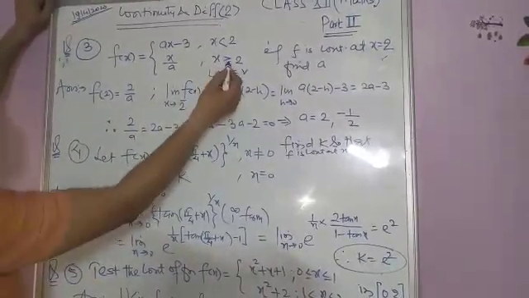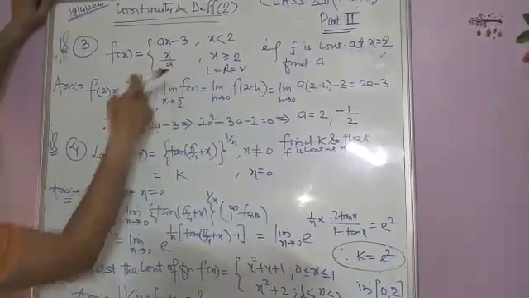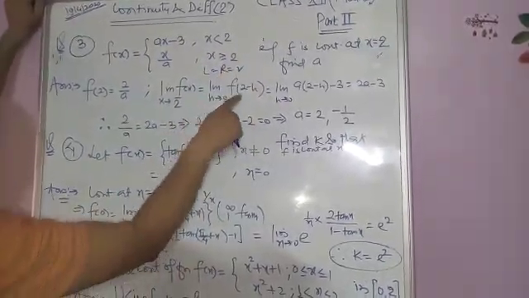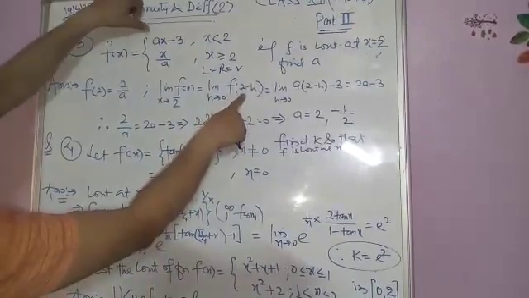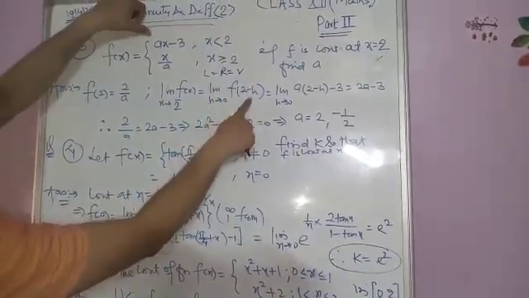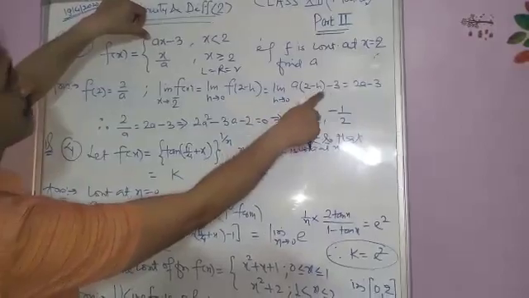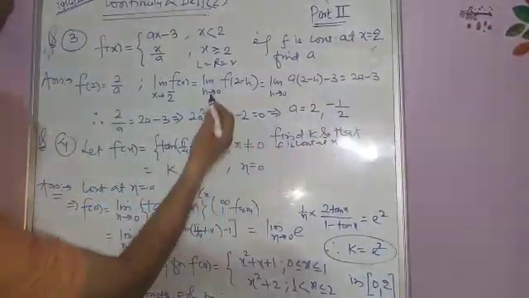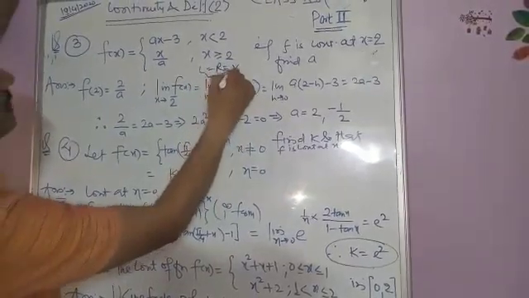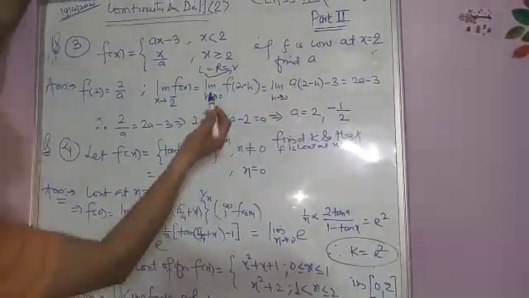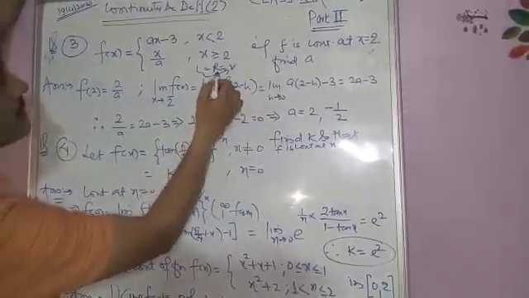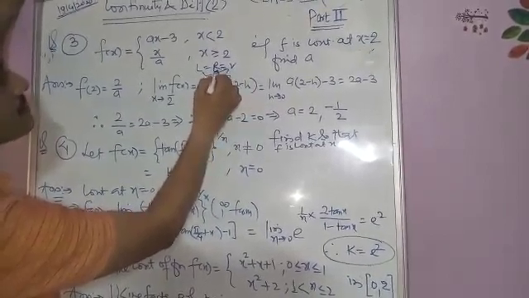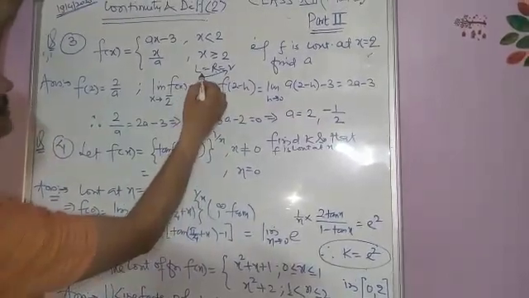Here equality is there, so f of 2 is 2 upon a, and the left hand limit at 2 is limit h tends to 0 of f of 2 minus h, which is a into 2 minus h minus 3, giving 2a minus 3, equating left hand limit and value. If we equate R and V, both will give the same expression. So we take here L and V.